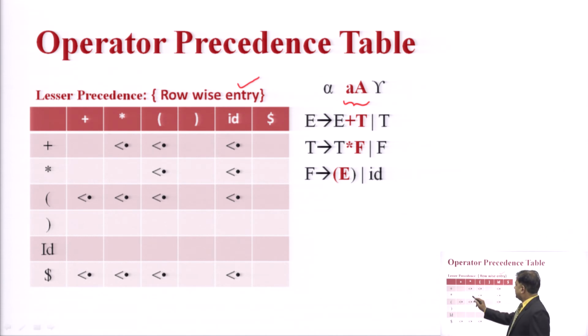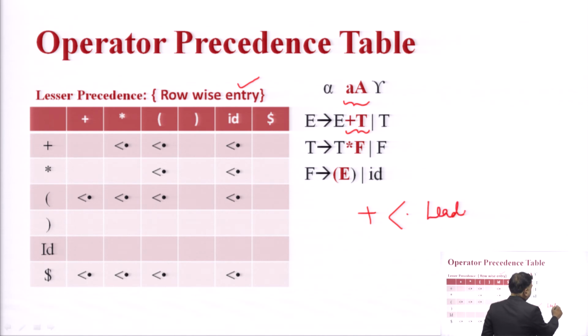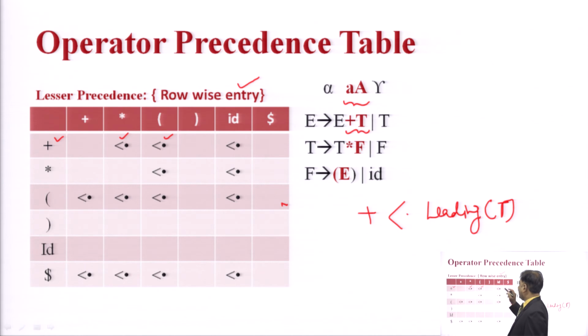Row wise means that plus T, this is my pattern, plus T, that is terminal followed by non terminal. So, plus has less precedence with the leading of T. So, what is the leading of T? That is, plus has less precedence with the leading of T, meaning less precedence with the star, less precedence with the opening bracket, less precedence with the ID, right.